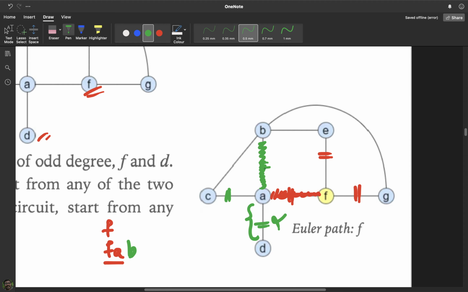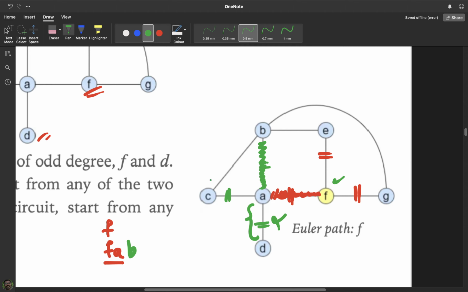So you start from any vertex. In an Euler circuit, you can start from any vertex because all the vertices are of even degree. For an Euler path, you have to start from an odd vertex. Now I started from F, and from F I had three choices. I chose the edge A, wrote it here, and then deleted the edge.